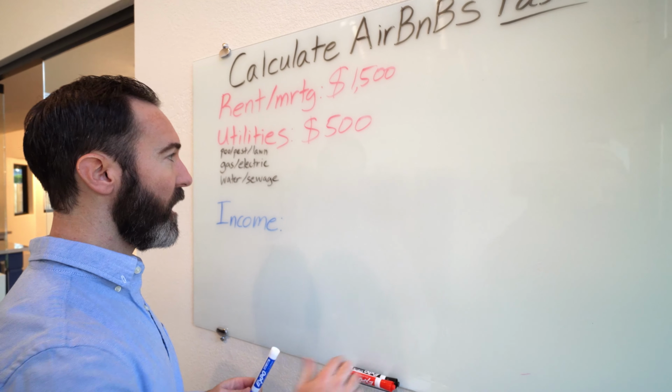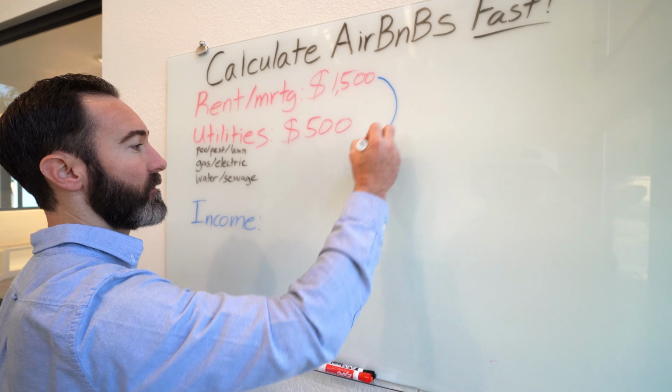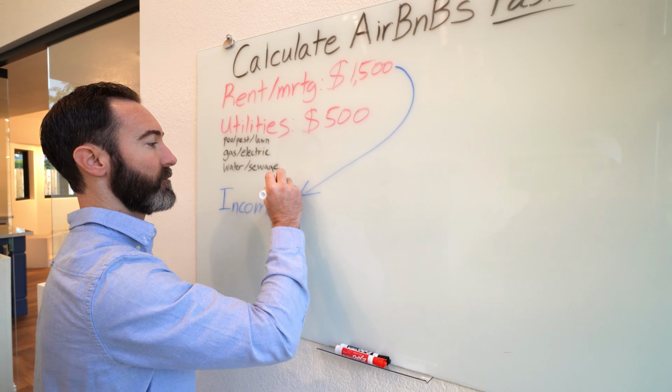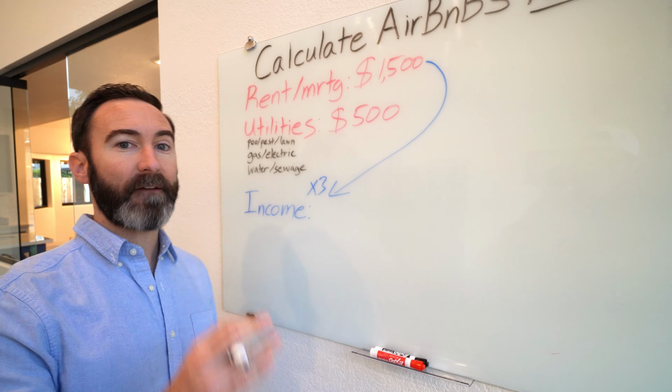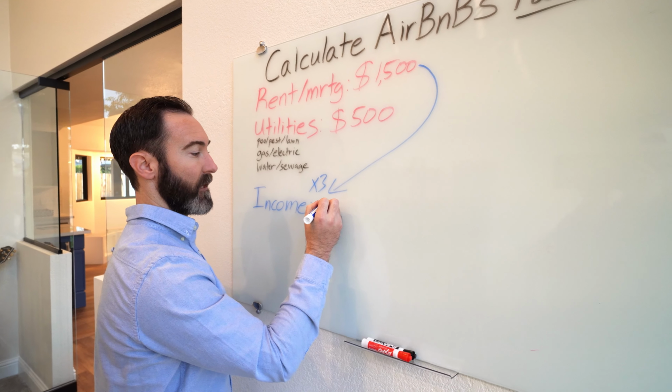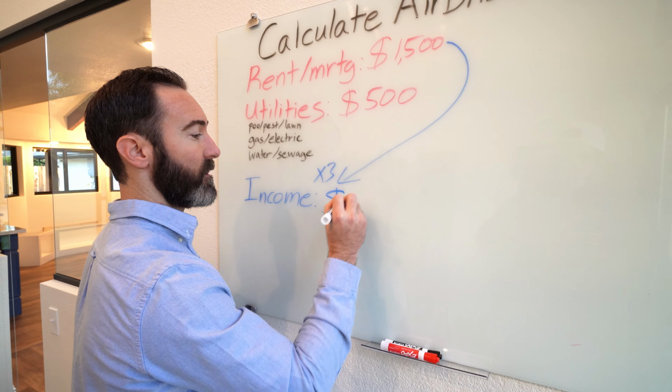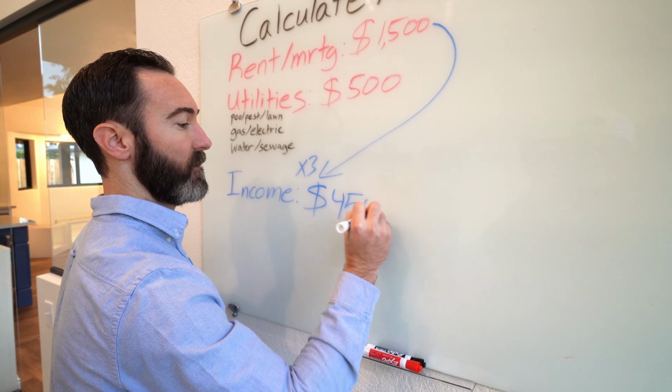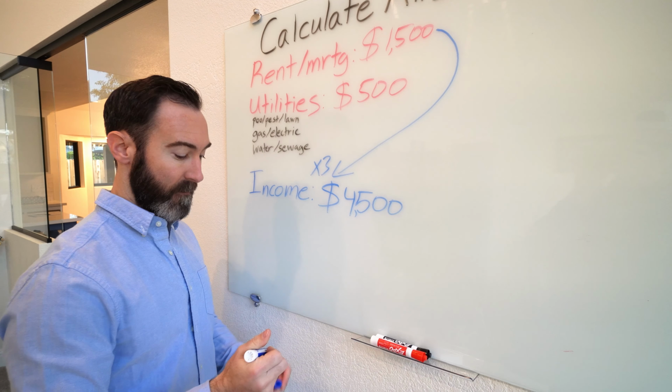So if you have $1,500, I call this the rule of 3 in short-term rentals. Typically, you're gonna get 2.5 to 3 times whatever the long-term rental is for your short-term income for that month. So that's $4,500 if you are doing the rule of 3.